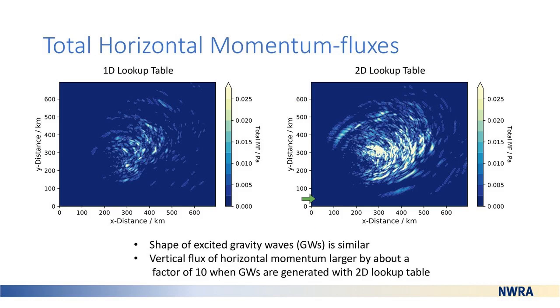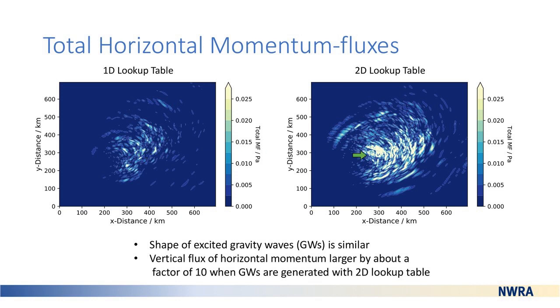Based on these lookup tables, we ran initialized, idealized WRF simulations in order to simulate the gravity wave field. On the left-hand side, I show you horizontal momentum fluxes based on this idealized simulation, which was initialized with a lookup table that is only associated to the precipitation rates. I refer to that as the 1D lookup table.